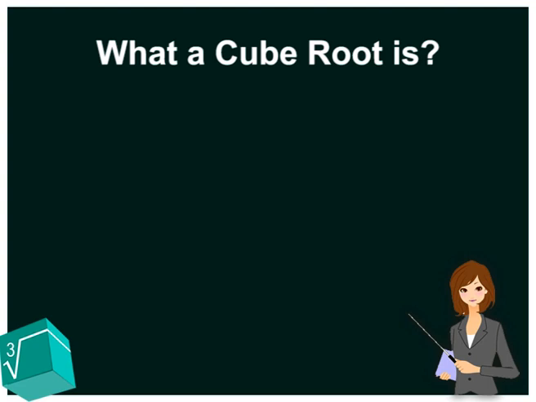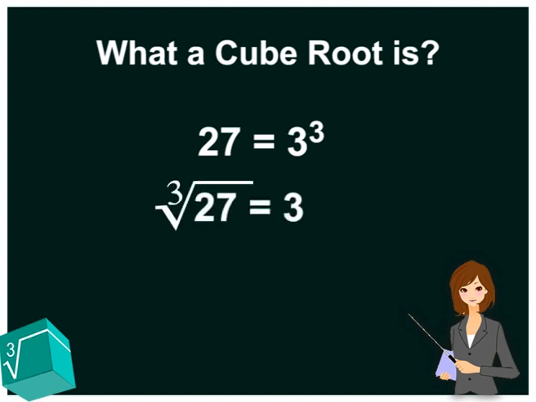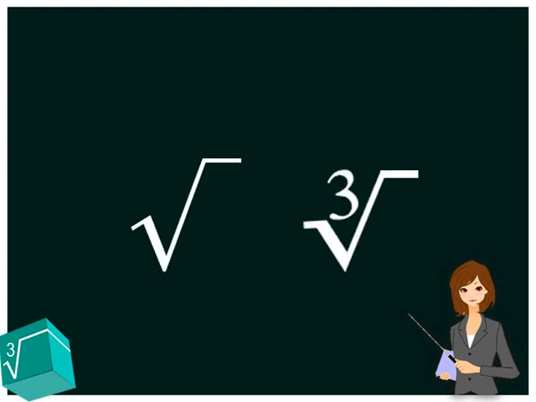Now, can you tell me what a cube root is? Cube root is just the opposite of the cube. We know that 27 is the cube of 3 and 3 is the cube root of 27. The symbol of cube root is similar to the symbol of square root with just one addition of 3 on it.